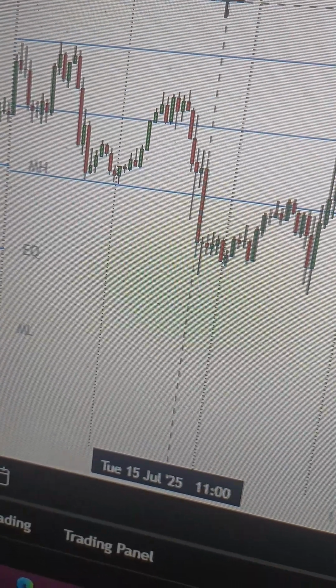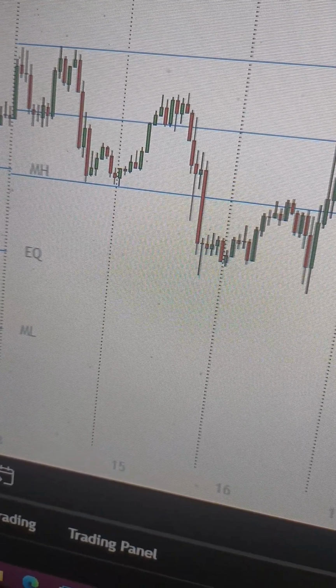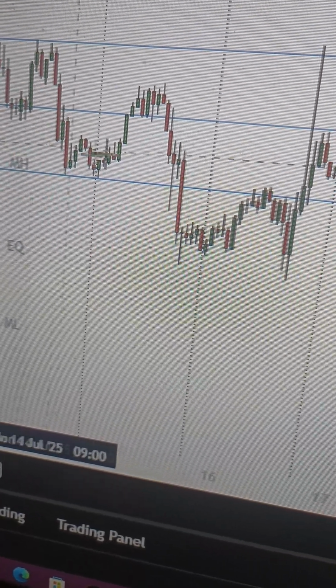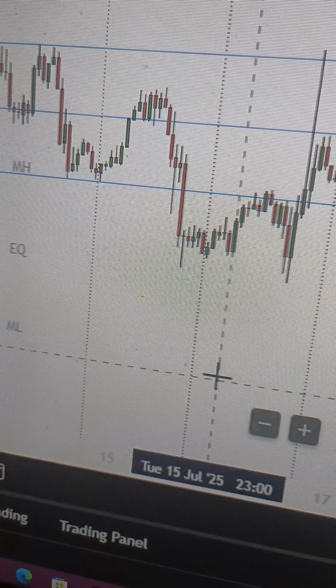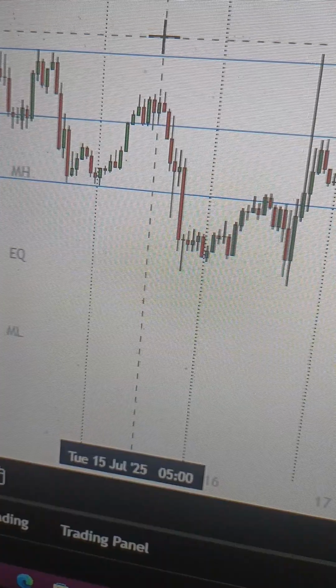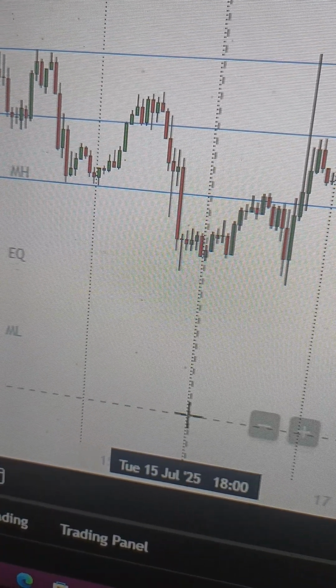Until there we see there was a break of structure. So on Monday we had a range. On Tuesday we extended that range going down. So what areas do we have right now? We have this break of structure.